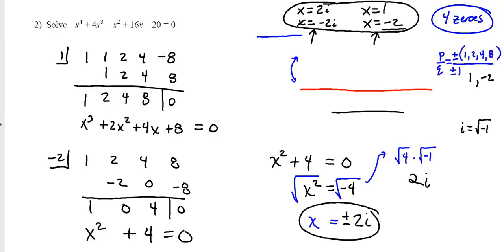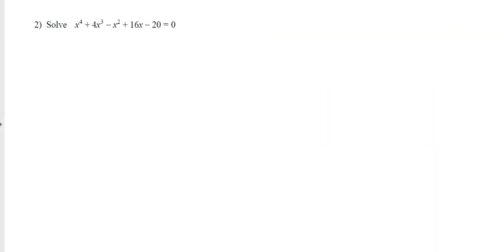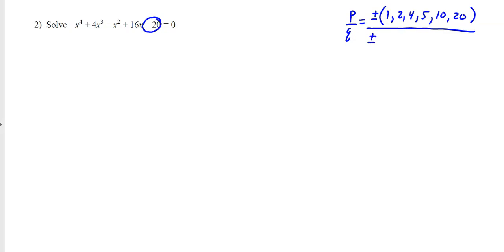Let's just kind of test this one out. So I'm going to do my P over Q thing, and I'm like, all right, so if I do P over Q, everything that can go into 20, well, we have 1, 2, 4, 5, 10, and 20, all over 1. You know, if that front number was all different than 1, we'd have a lot of fractions we'd have to do, but I'm not really putting you through all that.